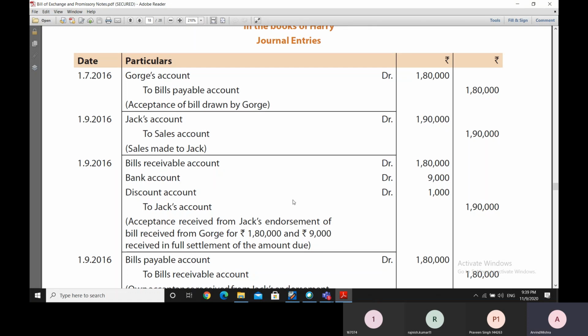What we do is therefore that we credit Jack's account and we debit bank account because 9,000 has been received against this. Acceptance of the bill has also been received for 1,80,000 rupees. Acceptance received from Jack's endorsement of the bill received from George.